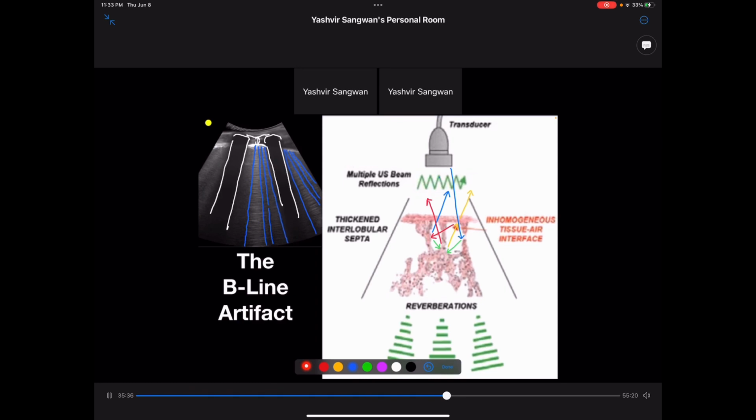These B lines can be unilateral in case of a pneumonia. These B lines can be spaced far apart, okay, in case of interstitial fibrosis. But lung rockets that were not there before you gave fluid and now they are there after you are giving fluid means pulmonary edema is about to happen.